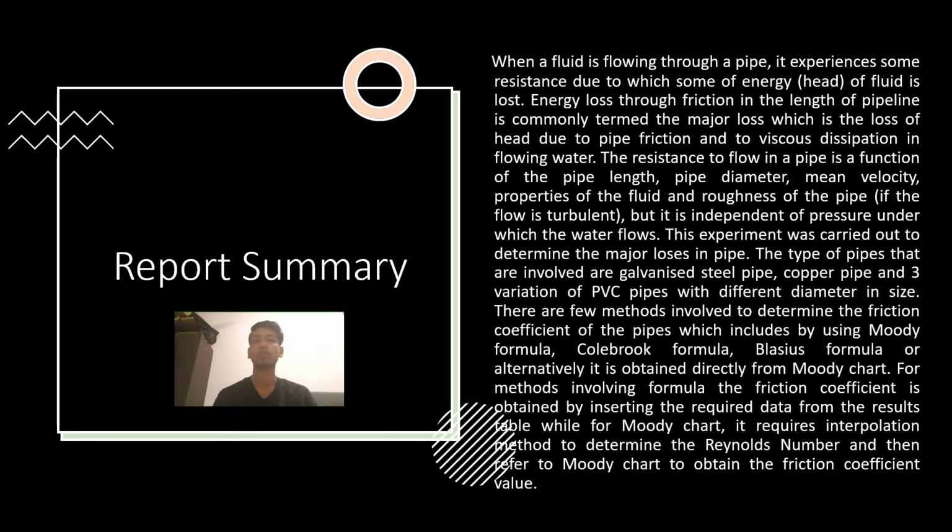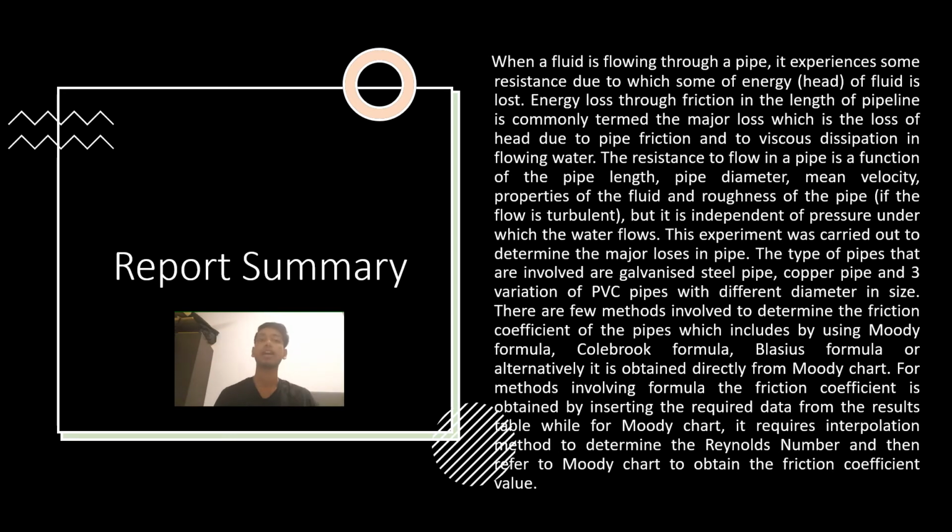So we have to understand that when a fluid flows through a pipe, it experiences some resistance, due to which some of the energy of the fluid is lost. Energy lost through friction in the length of pipeline is commonly termed major loss, which is loss of head due to pipe friction and to viscous dissipation of flowing water. The resistance to flow in a pipe is a function of the pipe length, pipe diameter, mean velocity, properties of the fluid, and roughness of the pipe if the flow is turbulent. But it is independent of the pressure under which the water flows.